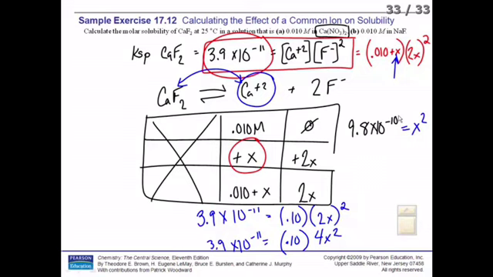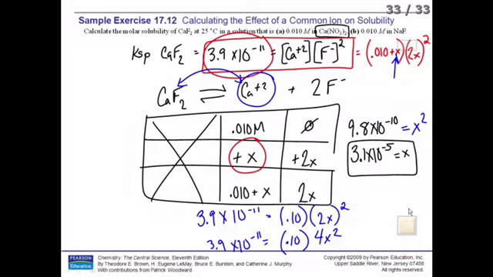Alright, so take the square root of that. 9.8e negative 10. Close those parentheses up. Ah, there we go. Sorry about that. So this should be 3.1 times 10 to the negative 1, 2, 3, 4, 5 is equal to x. Now, are we good? Woohoo! Alright, so 3.1 times 10 to the negative 5, that is your molar solubility for this answer.